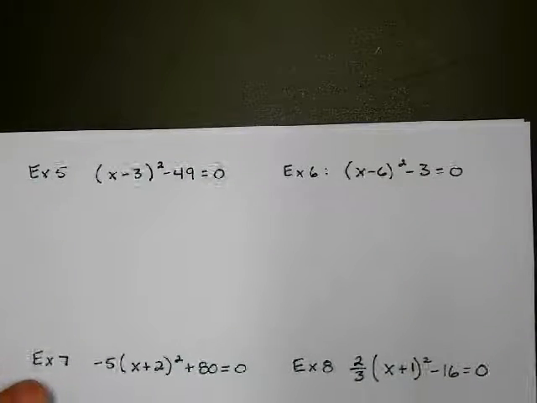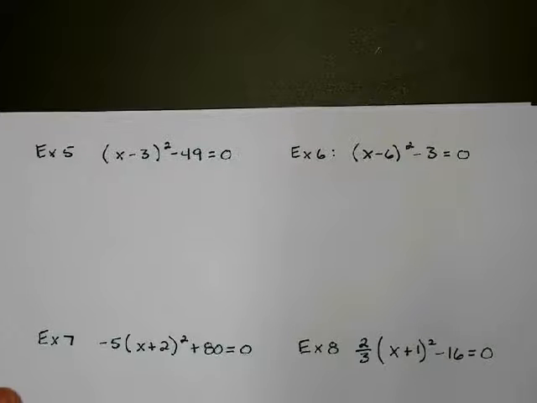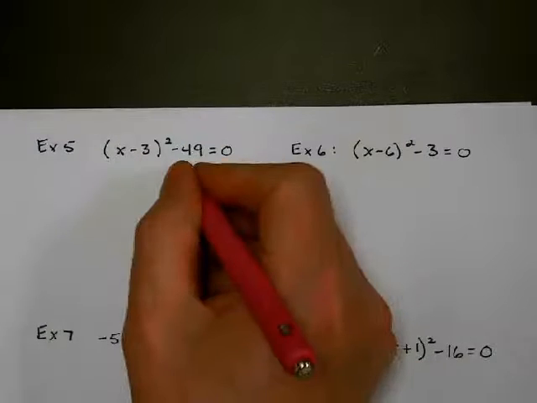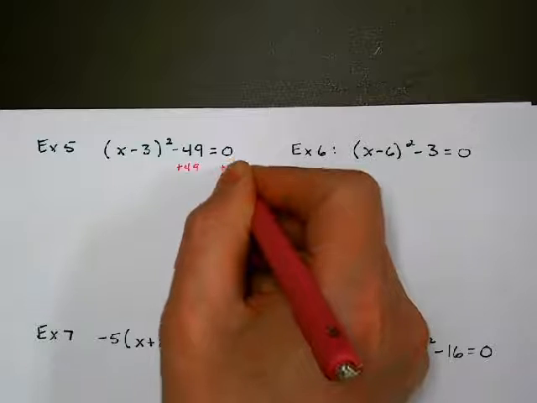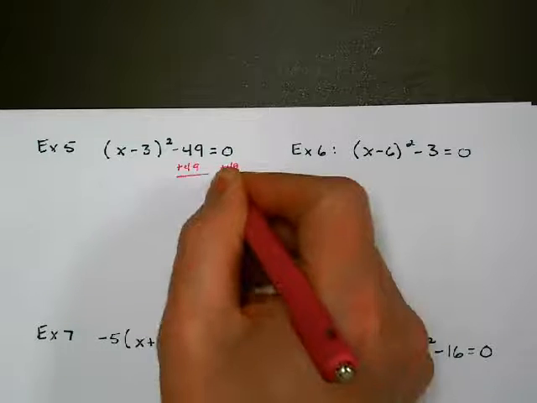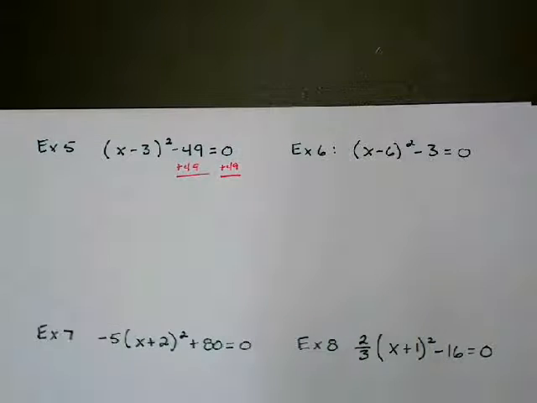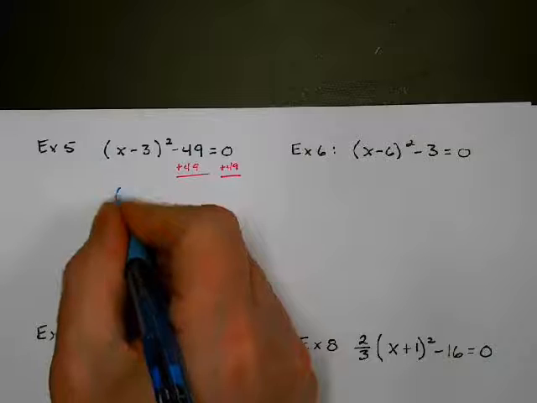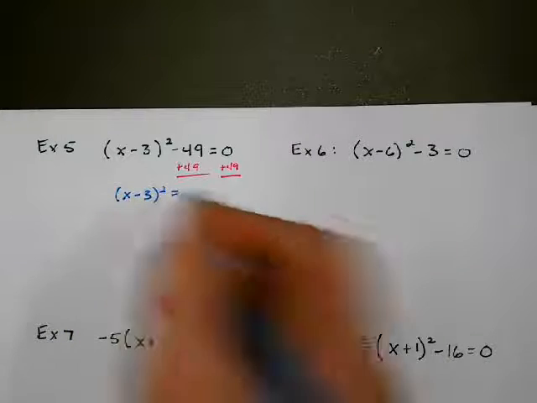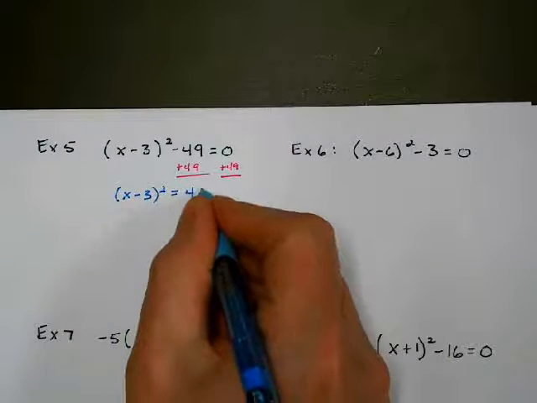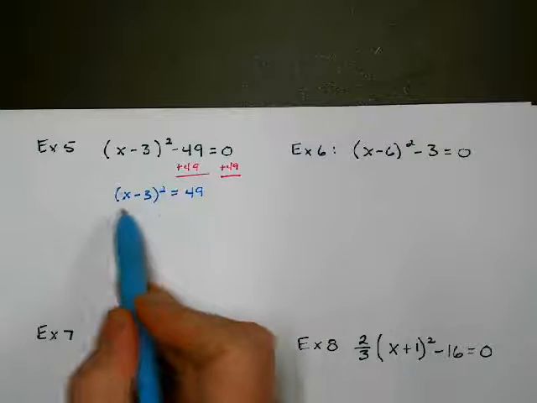Okay, so example 5. This is in vertex form. So it's the same basic process. We're going to add 49 to both sides. So I end up with x minus 3 squared equals 49. And so when it's in vertex form, I just want to isolate the squared portion.